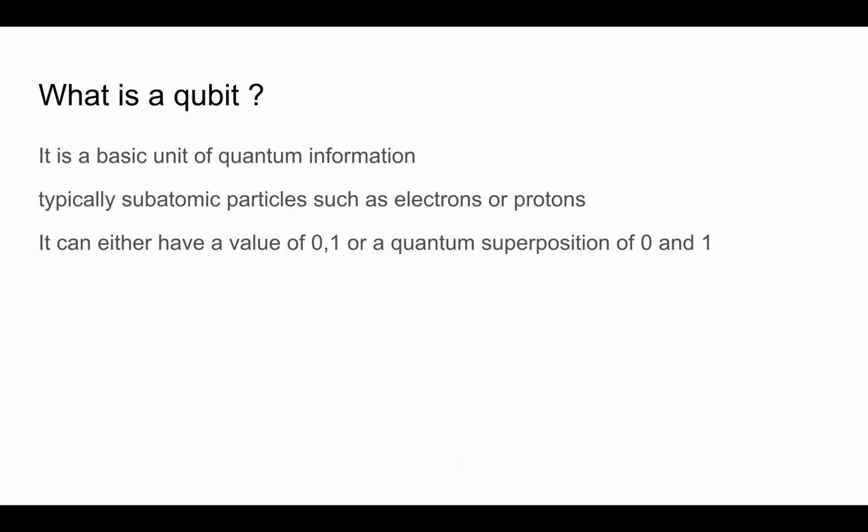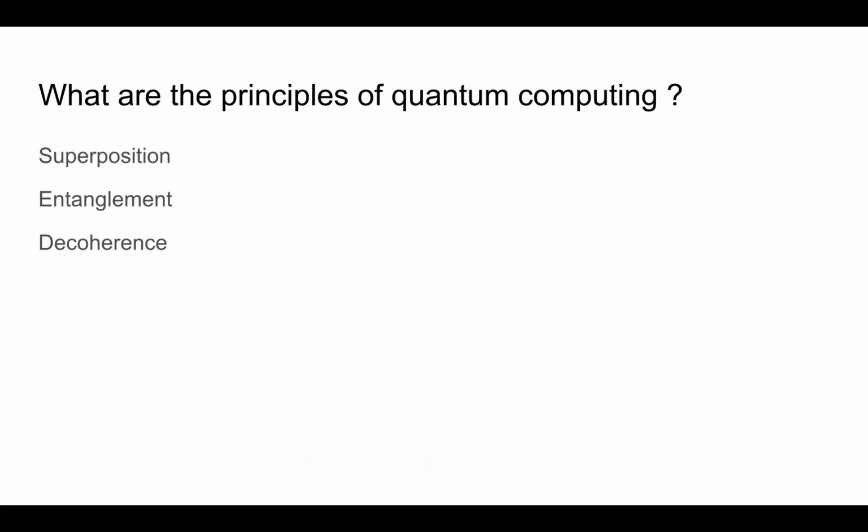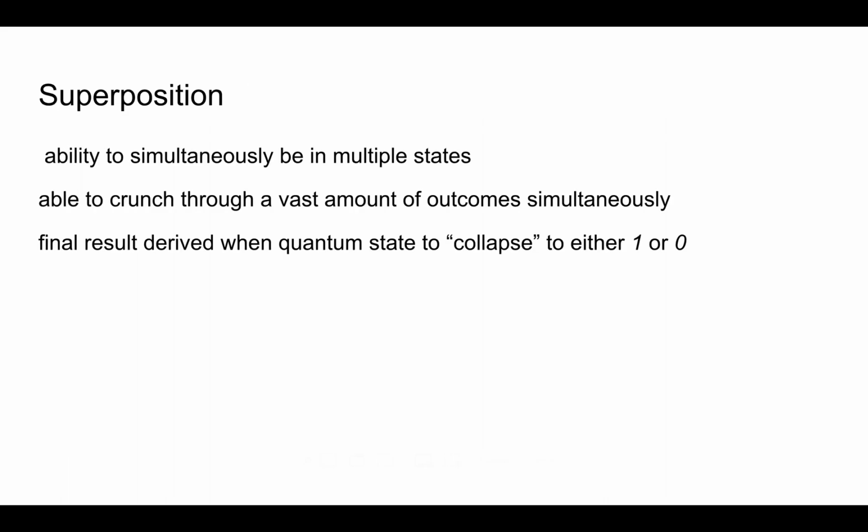Moving on, these are the three principles of quantum computing. The first is superposition, the second is entanglement, and the third is decoherence. Superposition is the ability to exist simultaneously in multiple states. Let me give you a real-world example of superposition. Take the mathematical equation x squared equals 4. We can have two roots, x equals 2 and x equals negative 2. We say that these two roots are simultaneously the solutions of the equation x squared equals 4.